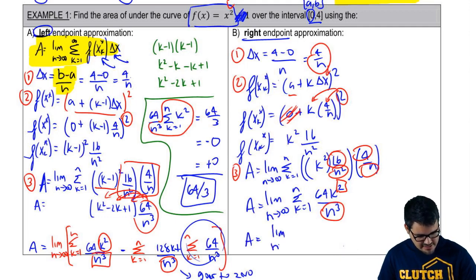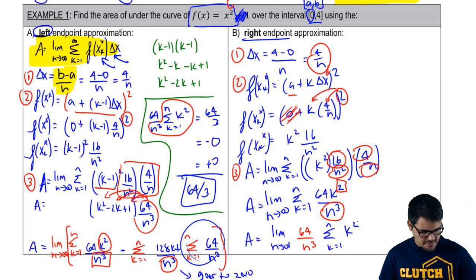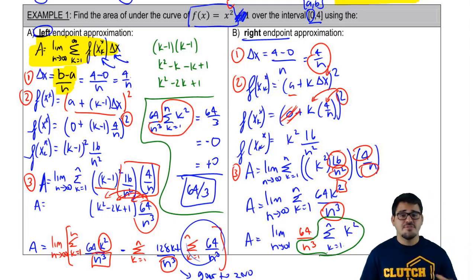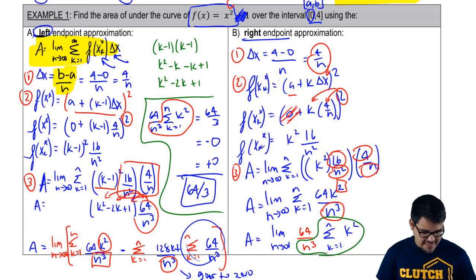So all I really need to do is just rewrite this one more time. I'm going to have my limit outside right here. I'm going to bring the n cubed and the 64 out. So I'm going to have 64 over n cubed outside with a summation starting at 1 going to n of k squared. So that means that this whole term right here, according to my rules, my little shortcut that I give you guys on the top of this page, is going to give me 1/3. So the whole answer is going to be 64 times 1/3, or just 64/3.